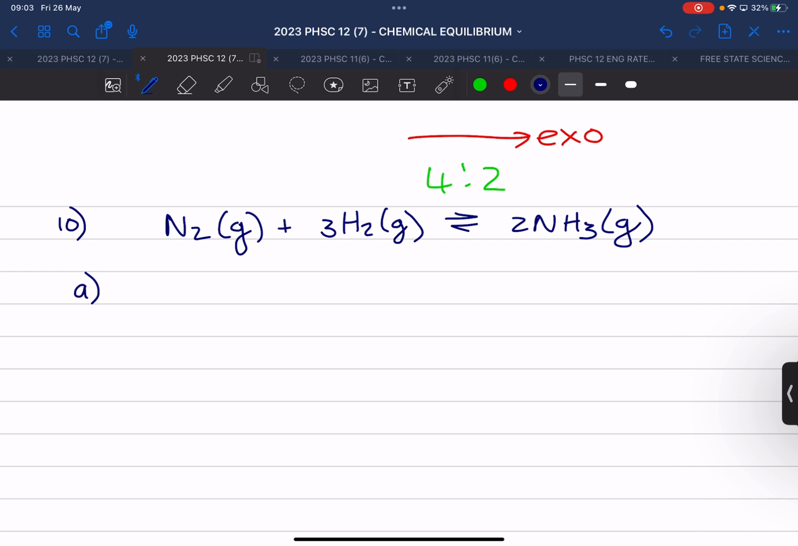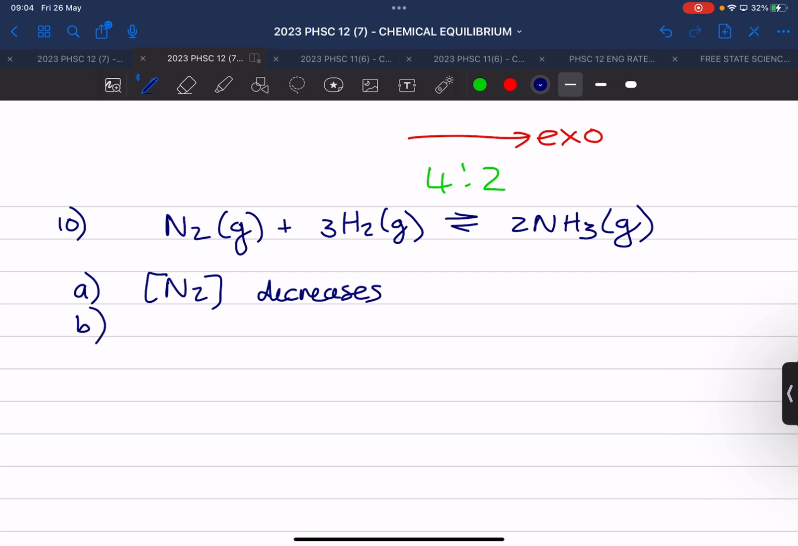Is it going to increase or decrease? Decrease. Why? Because if it shifts to the right, it means that these two things had to react with one another to produce more of that. So that is used up. So the concentration of nitrogen decreases.